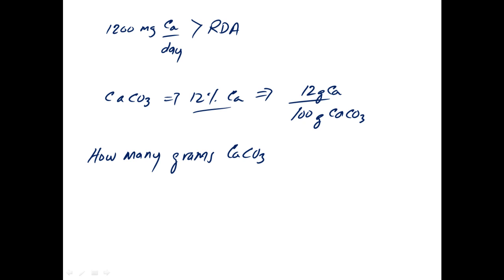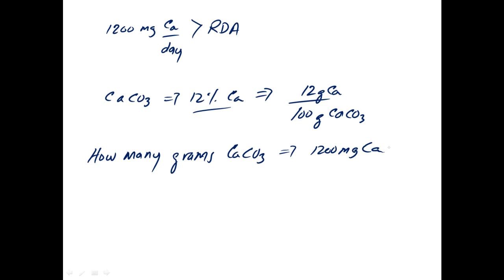This is limestone. This is generally what people get this from is oyster shells or something like that. But limestone could be used as well. Chalk. So how many grams of calcium carbonate do you have to swallow to get 1,200 milligrams of calcium?